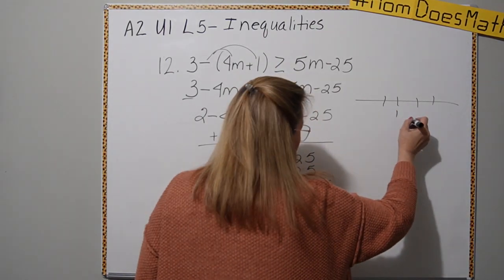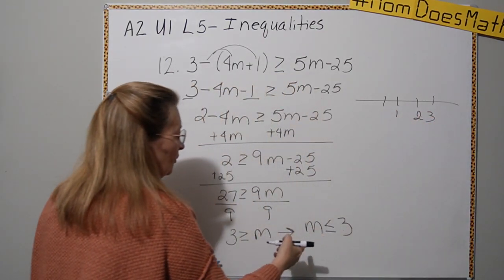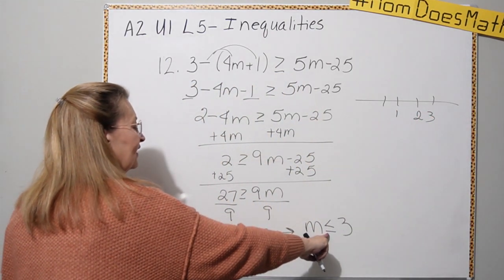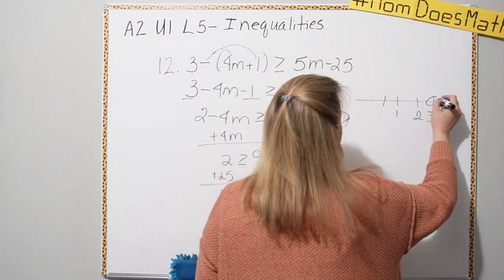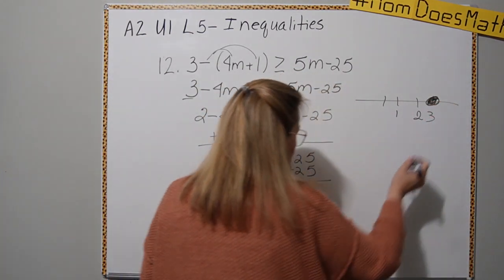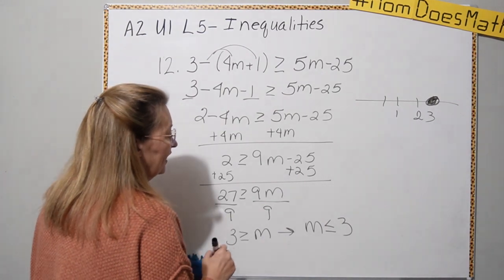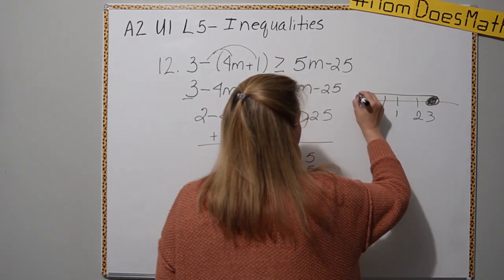Pick the hash mark you want. I'll put 1, 2, 3. All right, we're going to start at 3, and since this is a less than or equal to sign, it is going to be a solid dot. And where are the numbers that are less than 3? Well, they go to the left.